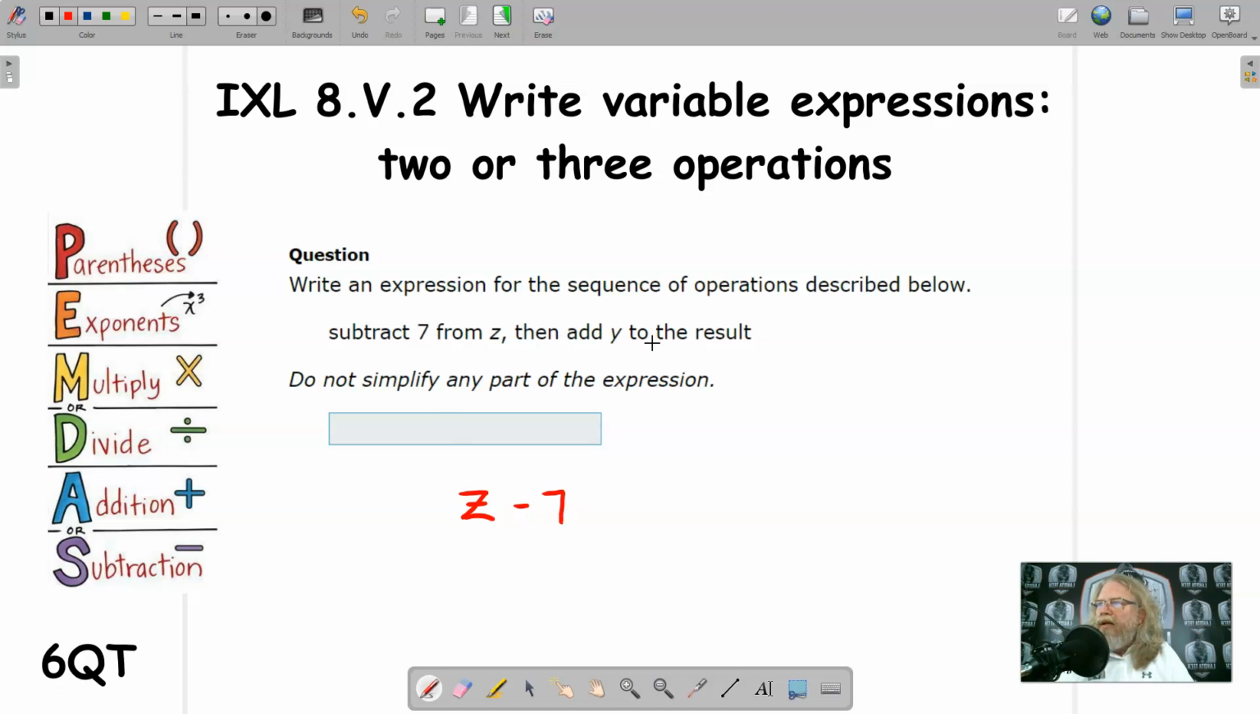Then add y to the result. Well, what is the result? Well, the result is what we did here first. So let's go ahead and put that in parentheses so that anybody reading this would know, okay, first I have to do z minus 7. Then I have to add y to the result. So add means addition, and we'll put the letter y. So z minus 7 in parentheses plus y. This indeed would be our final answer.